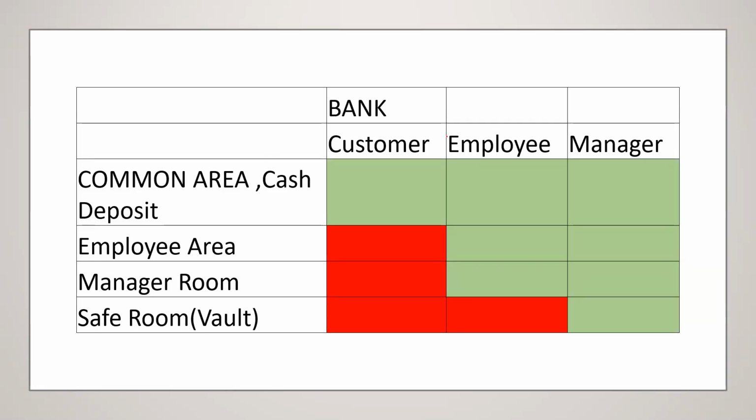Now, coming to the employee, an employee can access what a customer can access. He can go to the cash area or common area. There is no restriction. Plus, they can go to their employee area also. Manager room also they can go. But the safe room they cannot go. For that, only the manager has access, right?